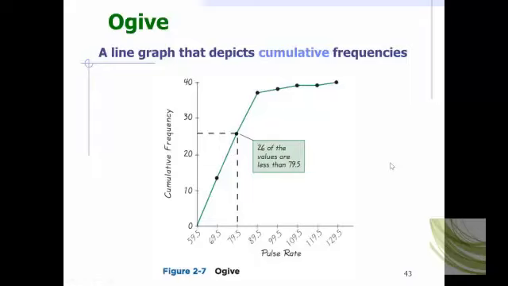Now, an ogive is a cumulative frequency. So ogives always end up at your total number of individuals in your data set. And so from an ogive you can just read how many are less than that very quickly.